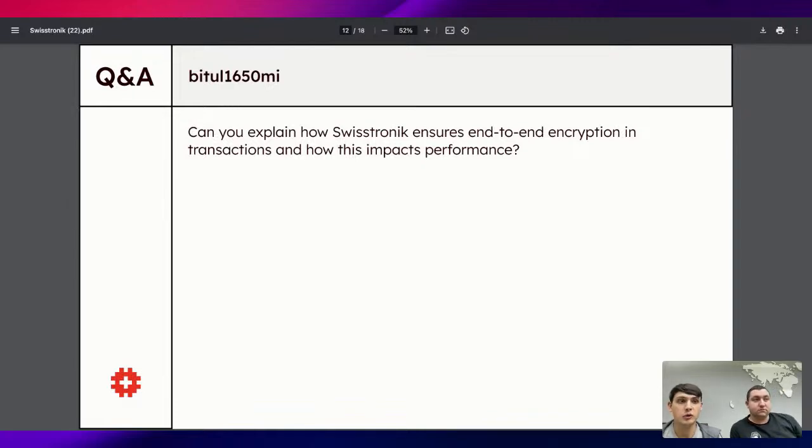We already implemented in the past several fixes for the performance, and yeah, I would say that currently we shouldn't have any huge performance bottlenecks.